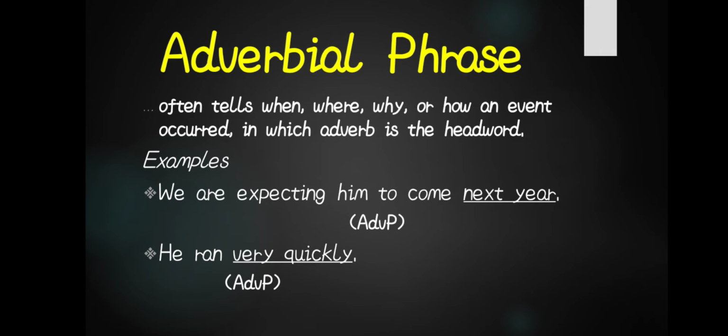For example, we are expecting him to come next year. So that answers the question when. So that is under adverbial phrase. He ran very quickly. That answers the question how. Giunsa niya pagdagan. So that is an adverb phrase.